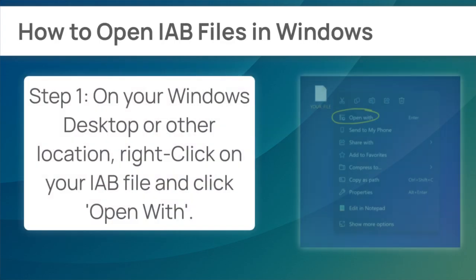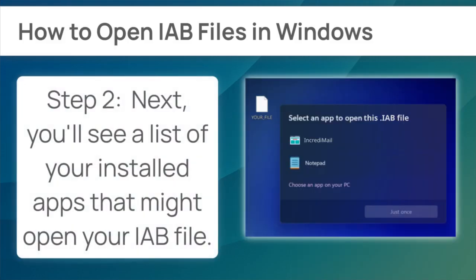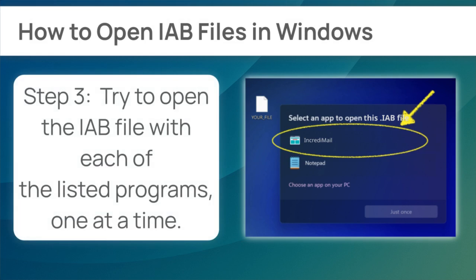Begin the search for the correct application association. Right-click the IAB file and choose Open With. Use IncrediMail first. If it's absent, select another program. This test sequence is necessary for all stubborn IAB files.